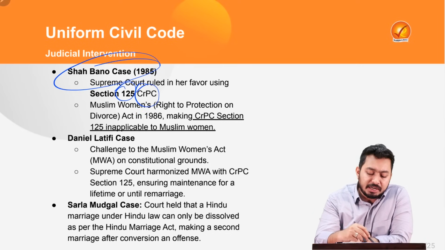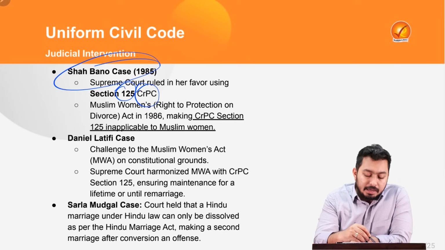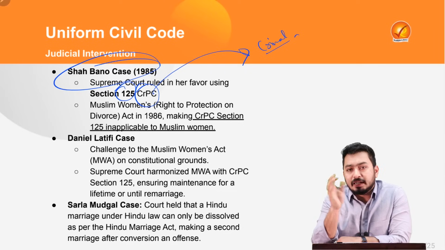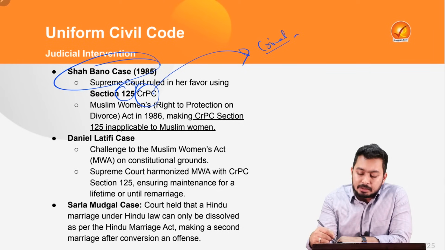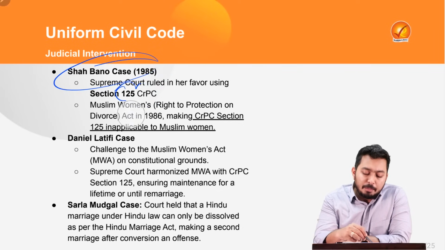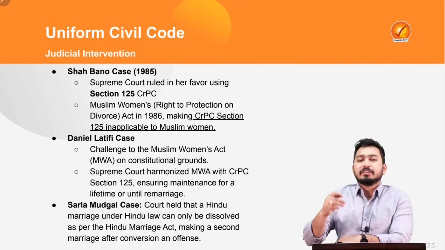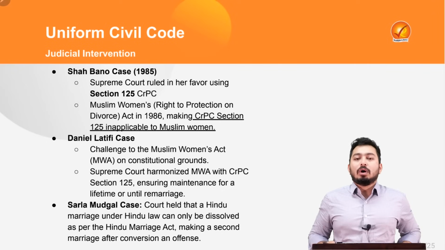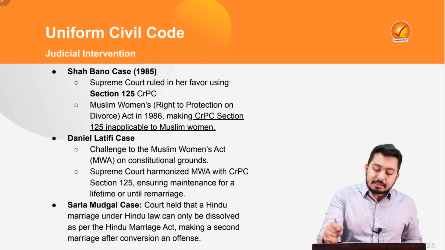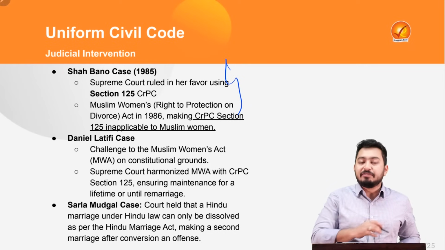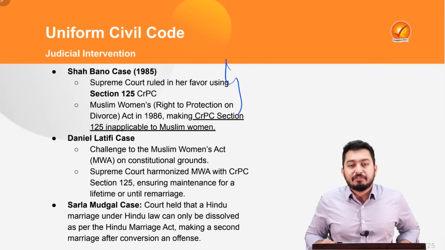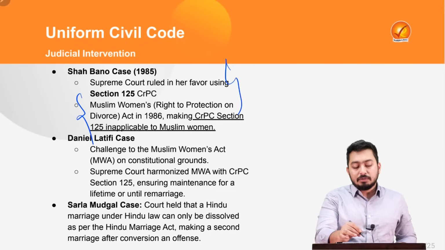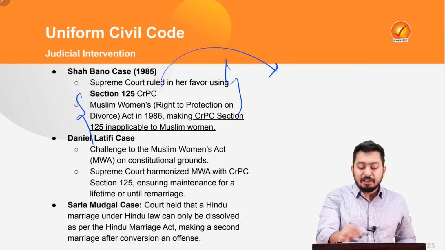Now please appreciate that the CrPC is the procedural code for criminal law. So under criminal law, the maintenance was given. Why? Because there was lack of any uniformity in the civil code. Then the court also asked that please go for a uniform civil code and abide by Article 44, but that didn't happen.